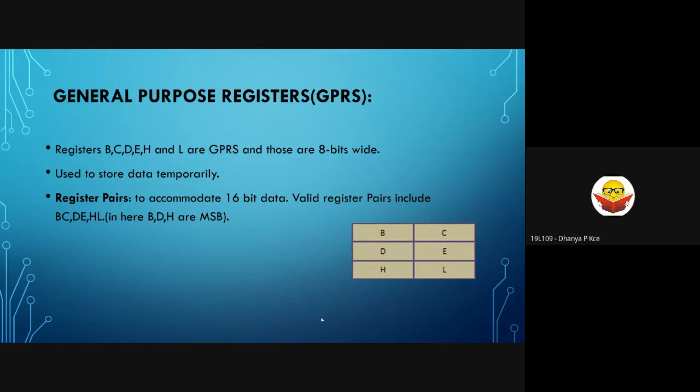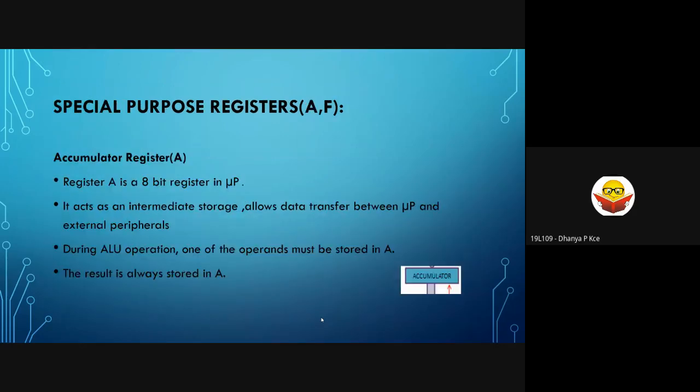Using these 3 register pairs, we will be able to store more. If a single register allows us to store 8 bits of data, when they are paired together, we can say that it can store 8 plus 8, 16 bits of data at a time. Next, special purpose registers. The 2 special purpose registers we have learned in the 8085 microprocessor are A and F.